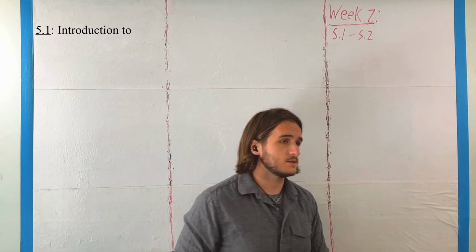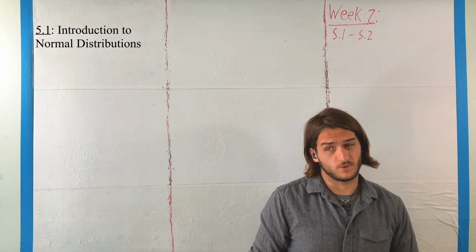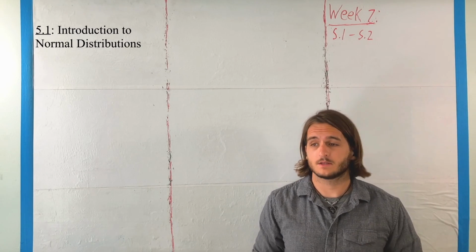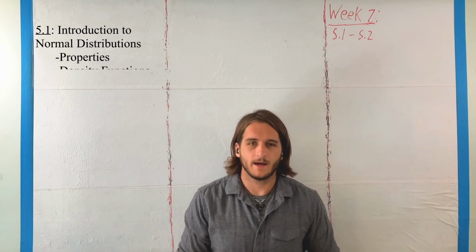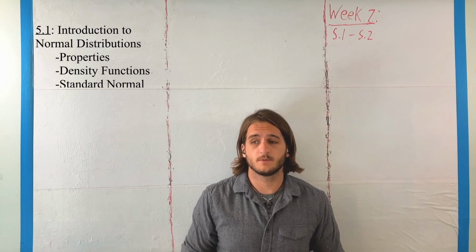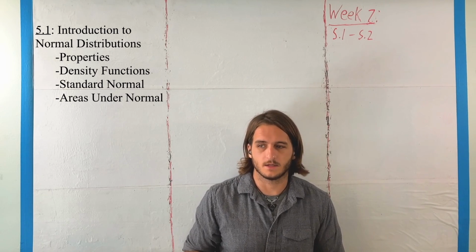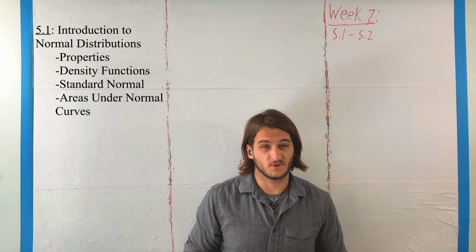So 5.1 is really all about introducing what the normal distribution is, or I guess you could say reintroducing what the normal distribution is, in terms of its basic properties that we're going to get in more detail than when we talked about it earlier, along with some special patterns that we have with what is called the standard normal distribution, and then a little bit of talk with things in areas underneath curves to finish off that first section.